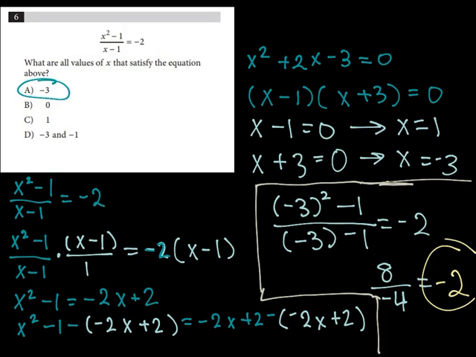So x equals negative 3. So for the next problem, we have the graph of y equals f of x shown in the xy plane, and what is the value of f of 0? And the options are A, 0, B, 2, C, 3, and D, 4.